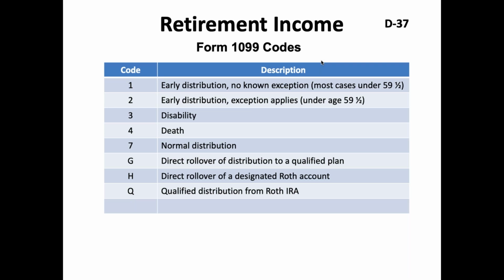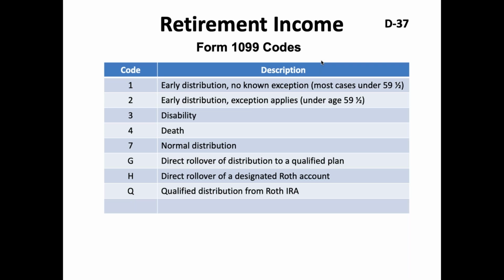Just as another note, if you do have a code 1 in the 1099-R, TaxSlayer will automatically calculate the 10% penalty, but will not prepare the form 5329. If you need to prepare the form or enter an exception, you'll have to go through a few other steps in order to do that.